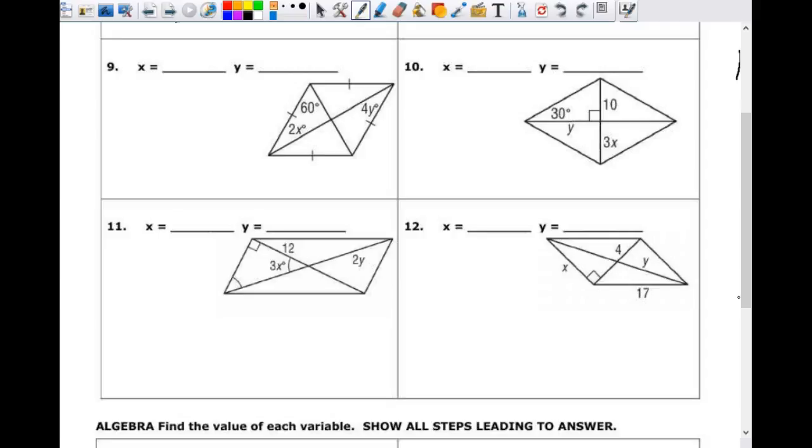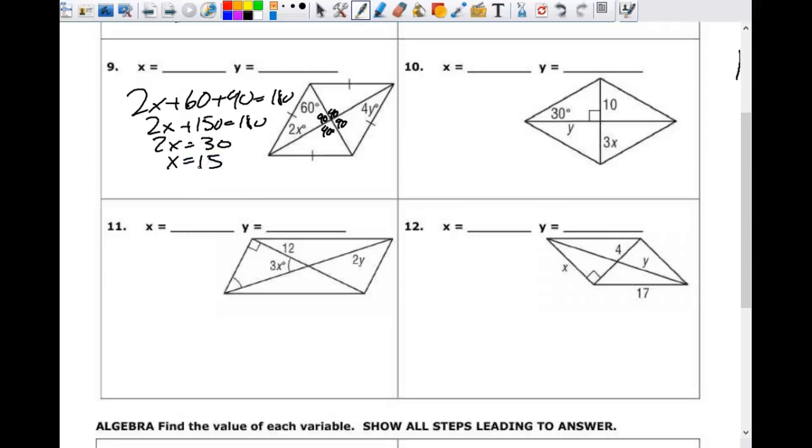We know this is 90 degrees. That's 90, that's 90, that's 90, that's 90. It's just one of the properties of a rhombus. Hey, look, we have a triangle here. And hey, look, we now have 3 angles in the triangle. 2x plus 60 plus 90 is equal to 180. 2x plus 150 is equal to 180. 2x is equal to 30. X is equal to 15. Sweet. We got x is equal to 15.